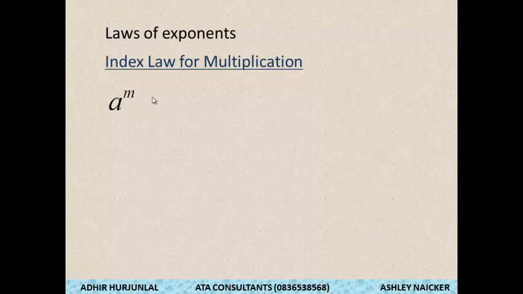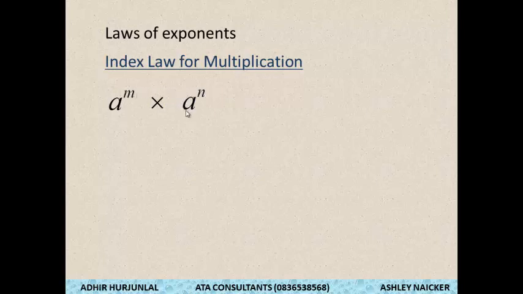a to the index m, or a to the exponent m, multiplied by a to the exponent n. What do I have here? I have a law that governs multiplication. This here is multiplication. a is the base, index m, multiplied by a to the base, index n. I want to know, if it is multiplication, what happens to these indices?